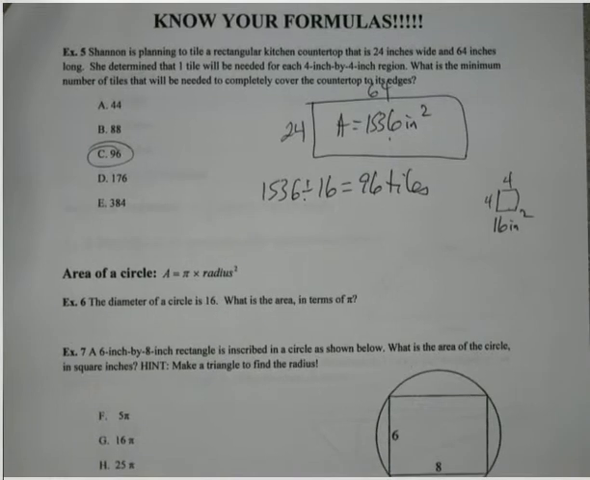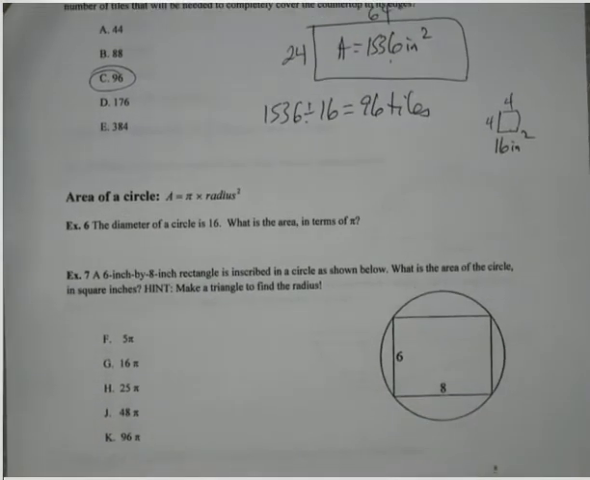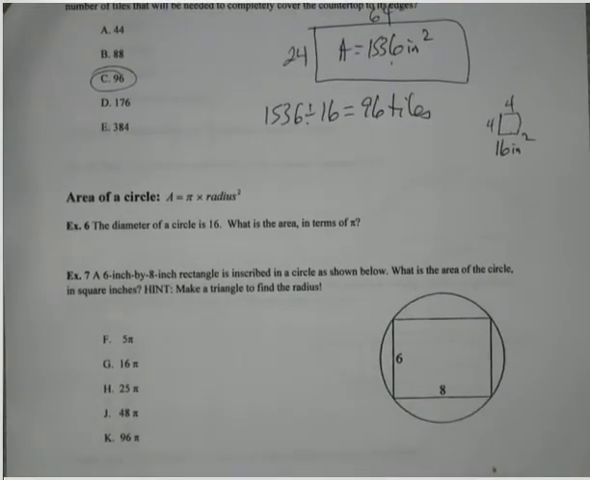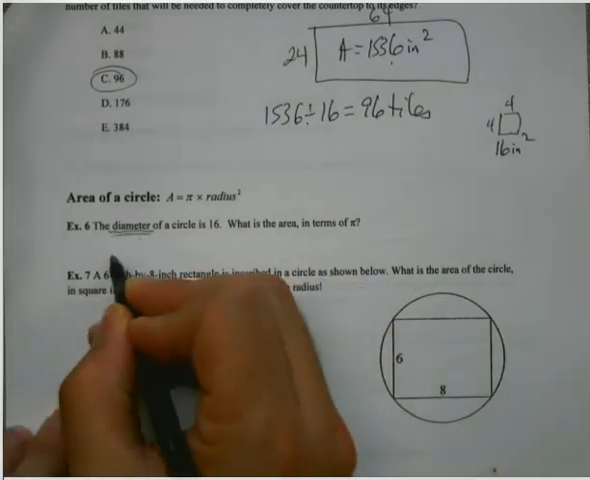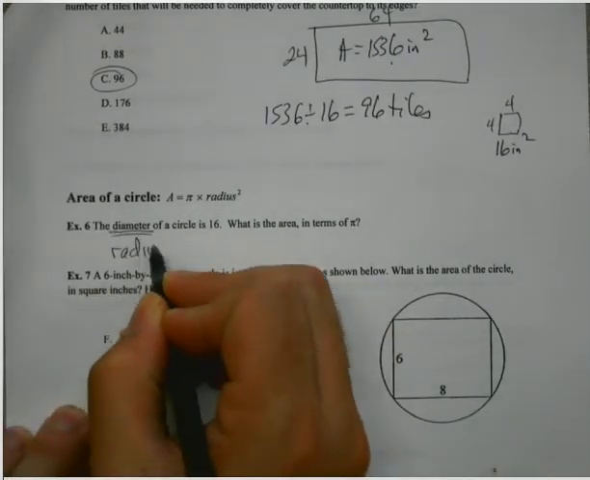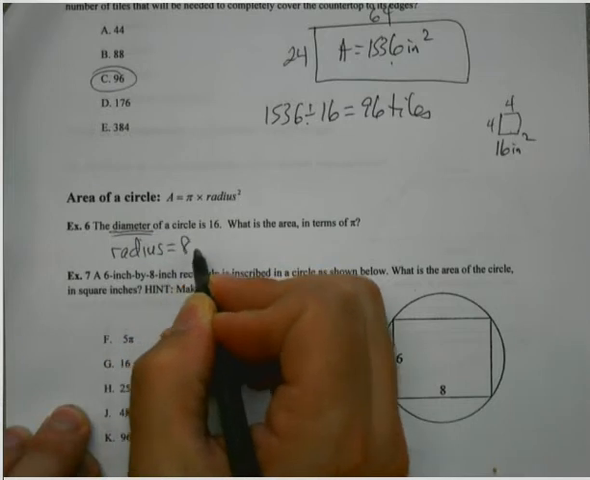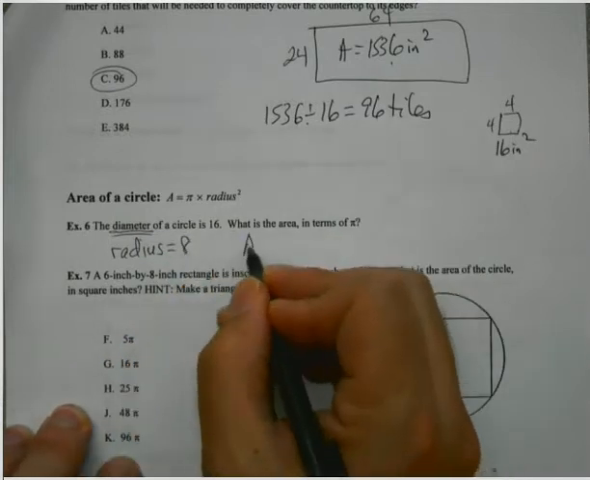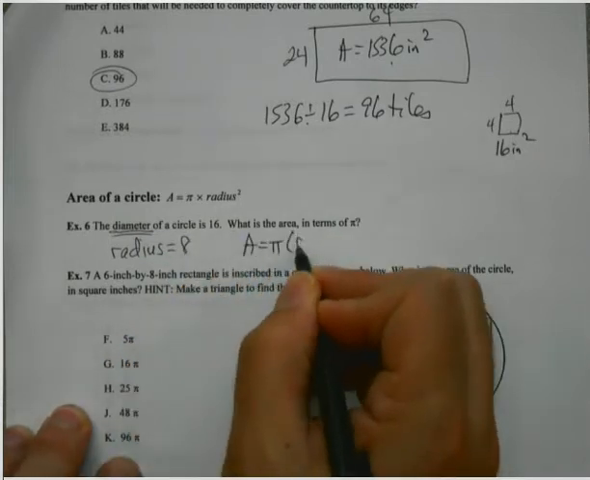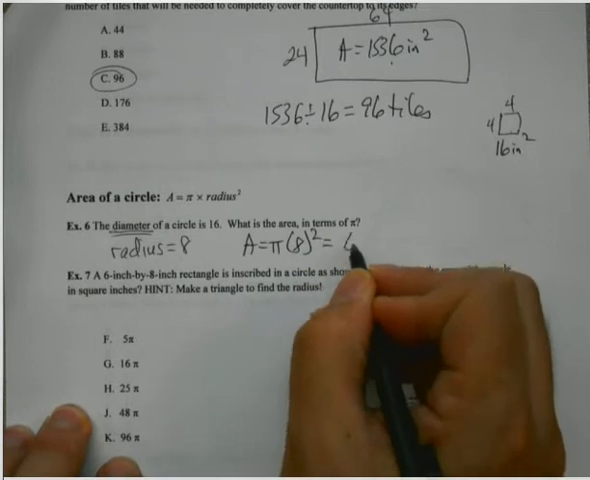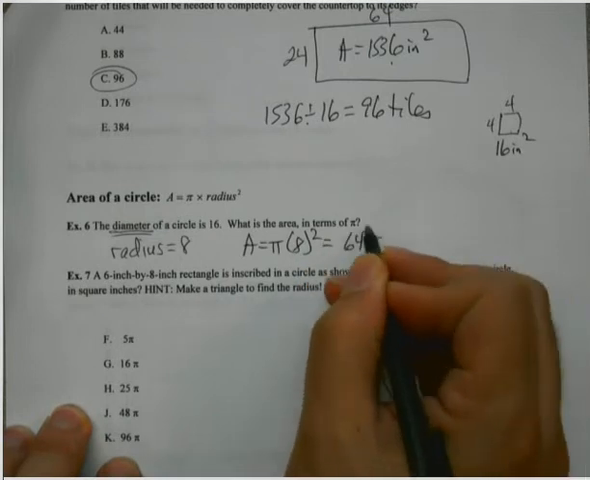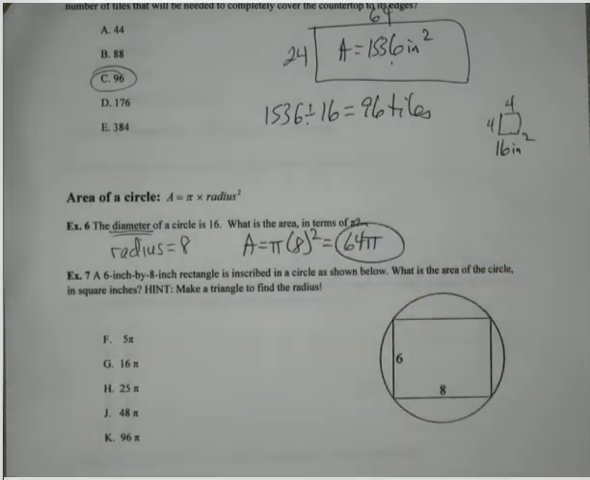Okay. Area of a circle, pi times radius squared. The diameter of a circle is 16. So if the diameter is 16, what's the radius? Half of that, right. So the area then is pi times radius squared, which would be 64 pi. And it says leave it in terms of pi, so that's what we're going to do.